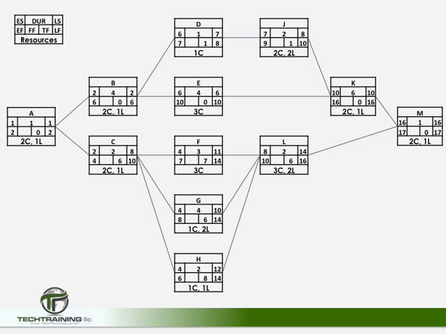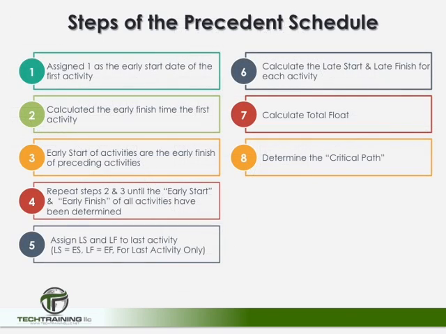And we hope you can see how this works, so let's go ahead and fill in the total float for the remaining activities. And now that the total float has been calculated for all of the activities, we can now determine the critical path.